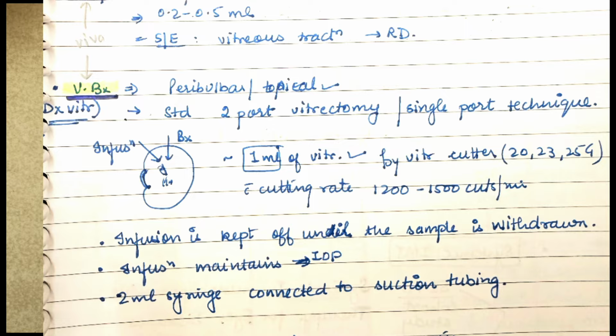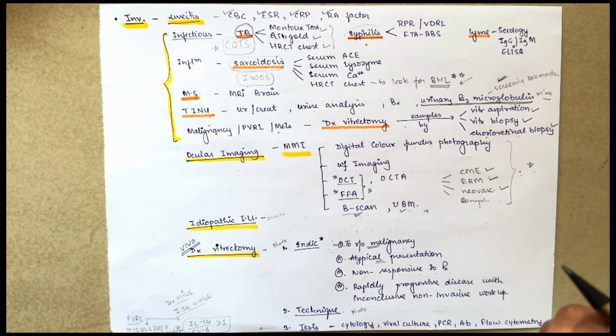It's also a diagnostic vitrectomy. It is done under peribulbar block. Standard two-port vitrectomy or single-port technique can be followed. So 1 ml of vitreous by vitrectomy cutter with a cutting rate of 1200 to 1500 cuts per minute can be used. Therapeutic vitrectomy can also be done, like PPV, which we will discuss in the treatment part.